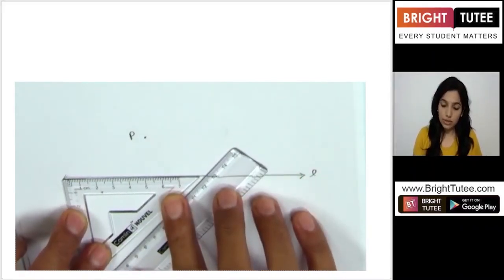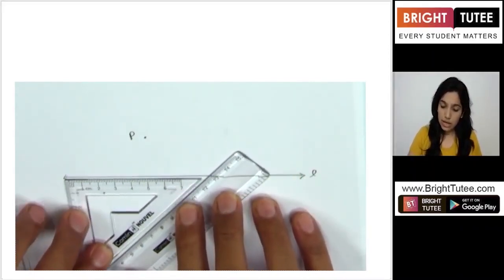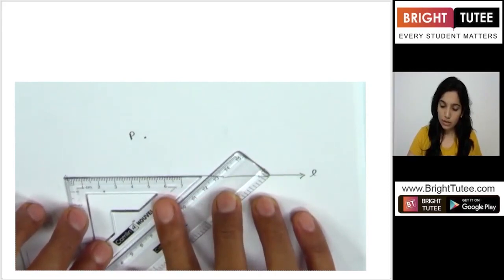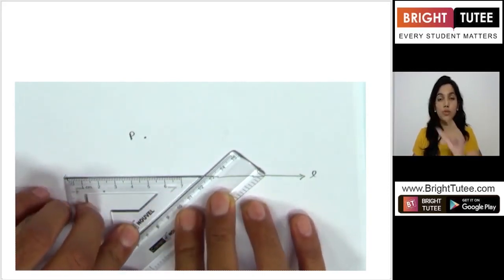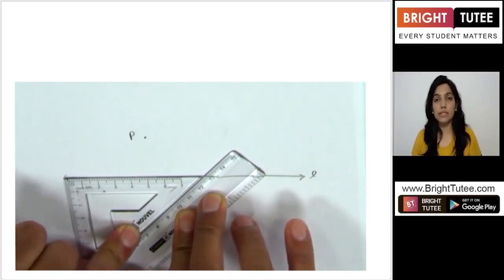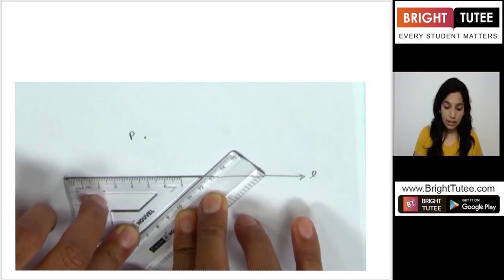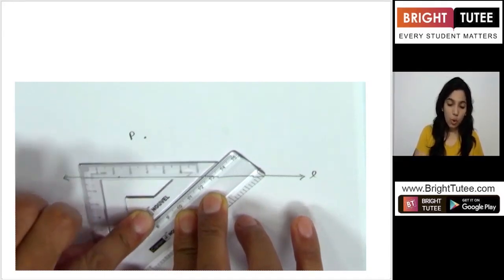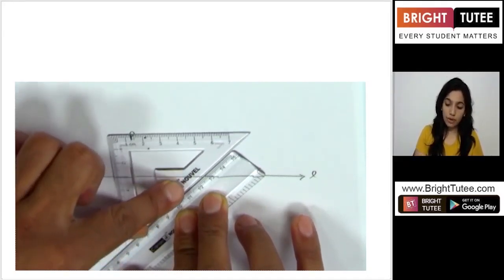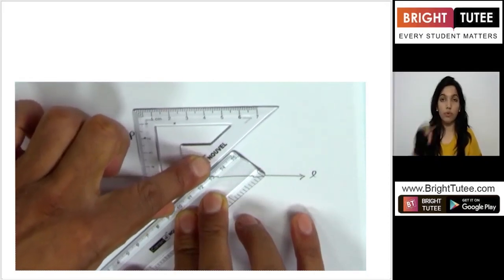Now you place the ruler along the side opposite to the right angle. So here this is the right angle. So this is the side which is opposite to the right angle, right? So you place this ruler along the opposite side of the set square. Opposite side to which angle? 90-degree angle. Then you make sure that you hold the ruler fixed. So this ruler shouldn't move from its position.